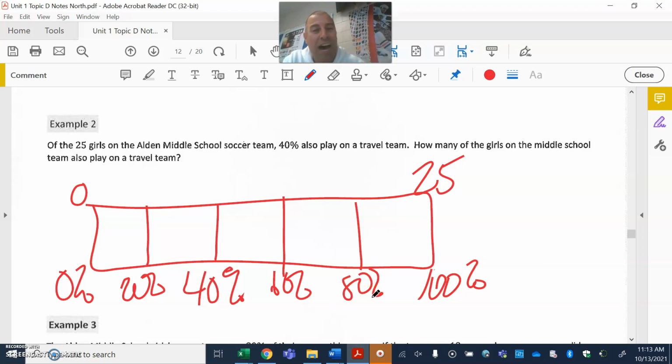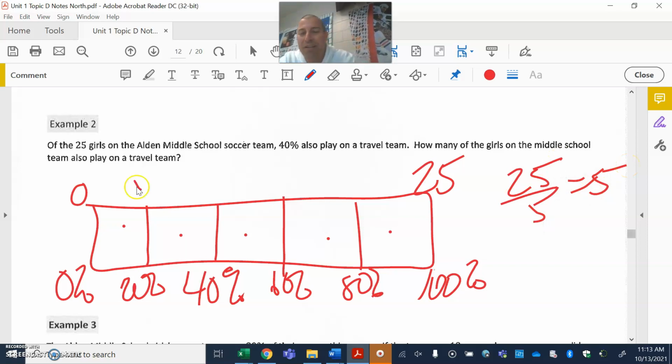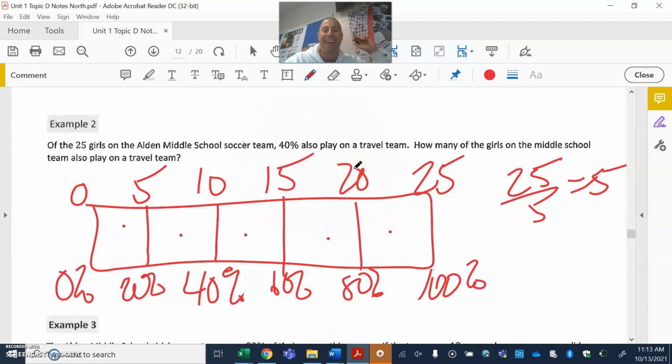So I'm taking 25, and I'm breaking it up between the 1, 2, 3, 4, 5 boxes. So 25 divided by 5. Hey, that tells me each one's worth 5. So 5, 10, 15, 20. Booyah! We land right on the 25.